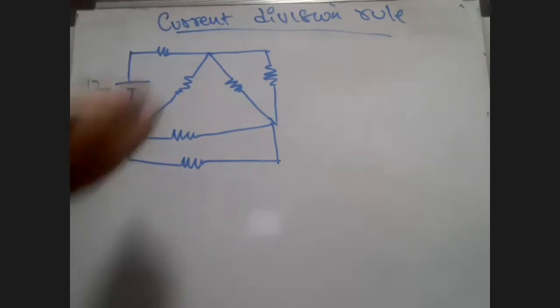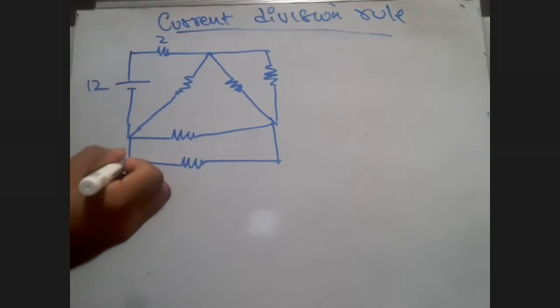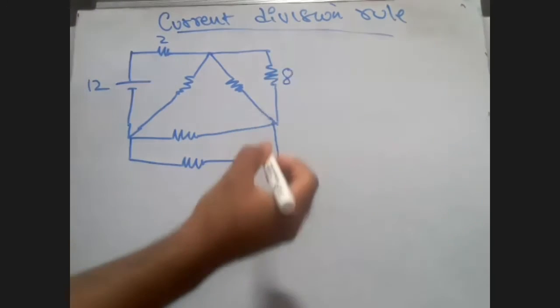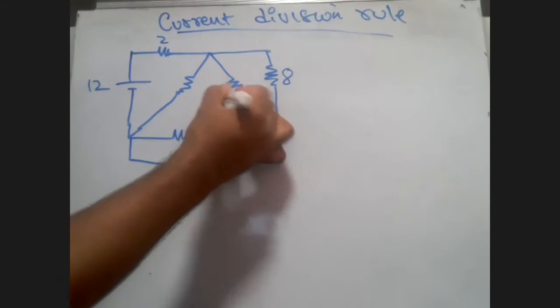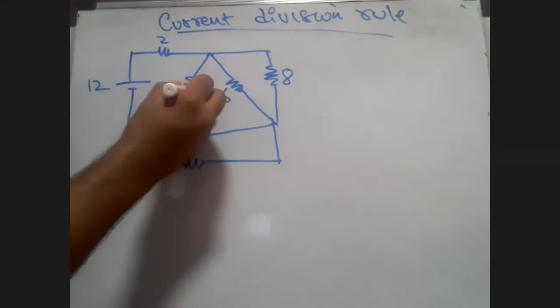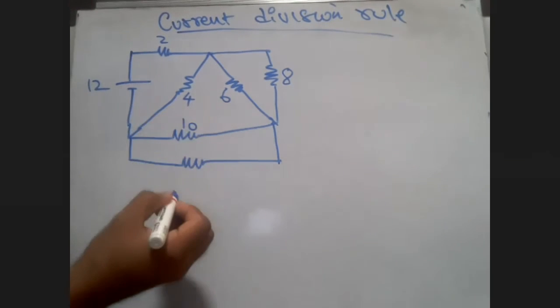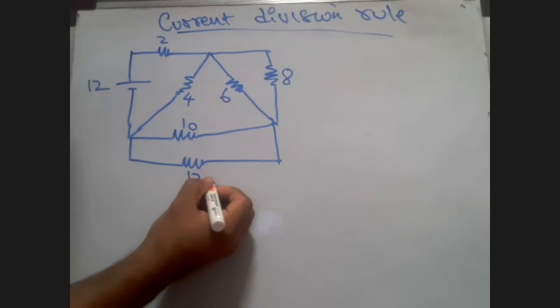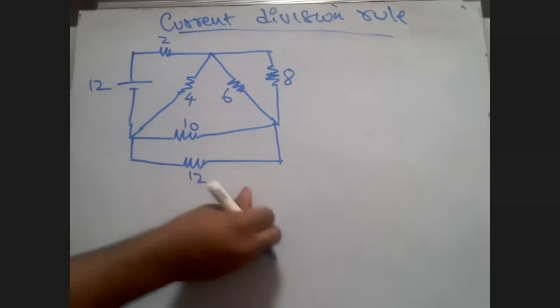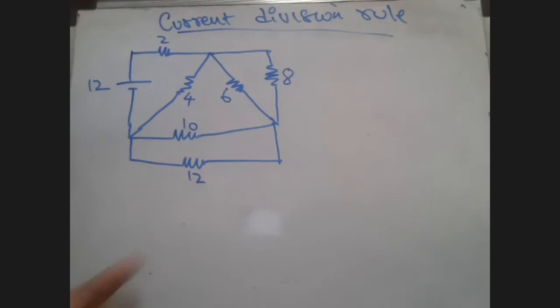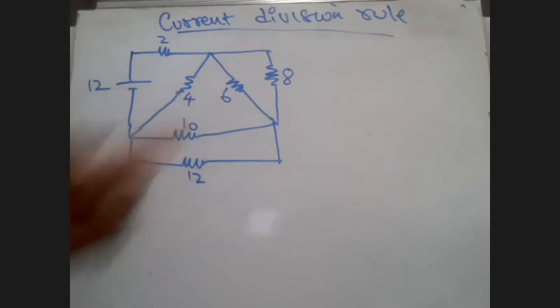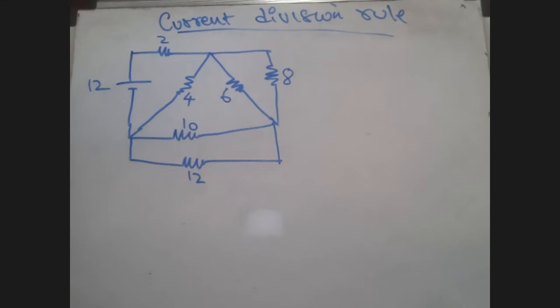I'll go according to the question. This is 2. This is going to be 8. This is going to be 6. This is going to be 4. This is 10. And this is 12 ohms. Please write down ohms also in the question. It doesn't look good like this. I'm not writing it because it will just confuse the entire topic.